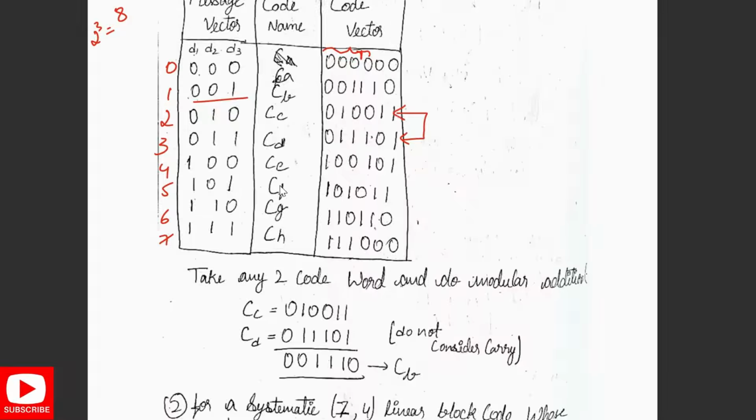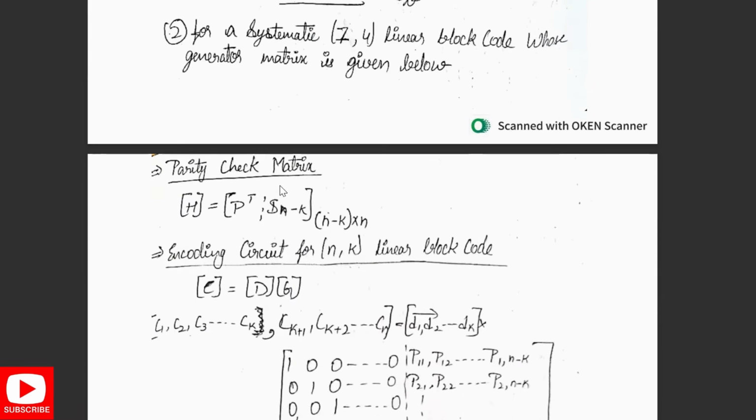Let's consider these two, CC and CD, and we will do the modular addition. Then what we get is CB as our answer. So this says that we have done the coding correctly. You should not consider any carry in the modular addition. So that completes that. Now let's do one more question.